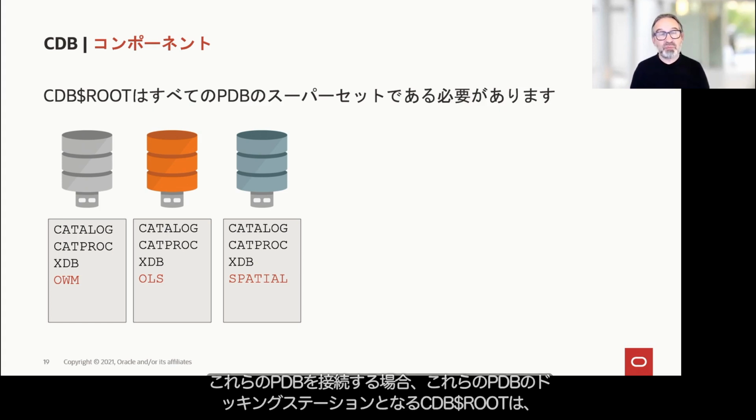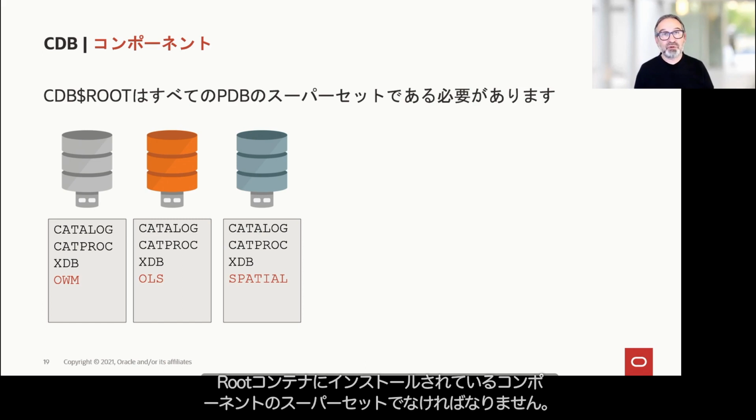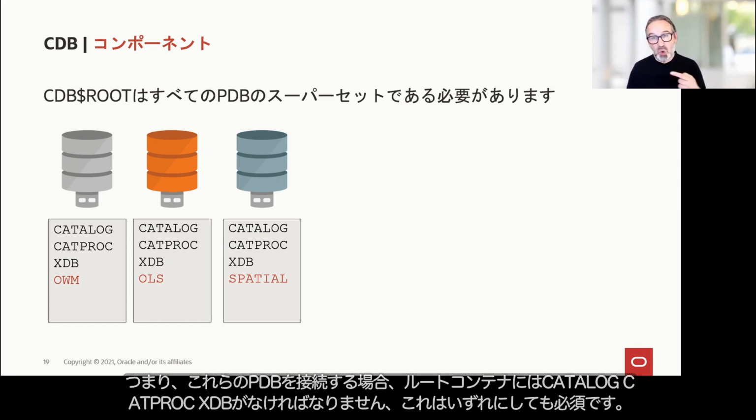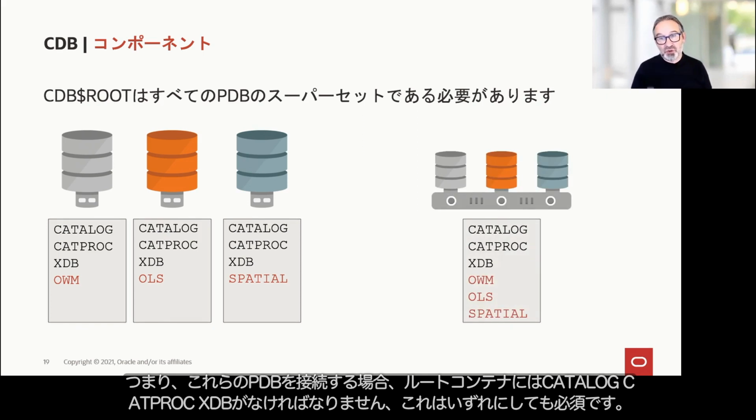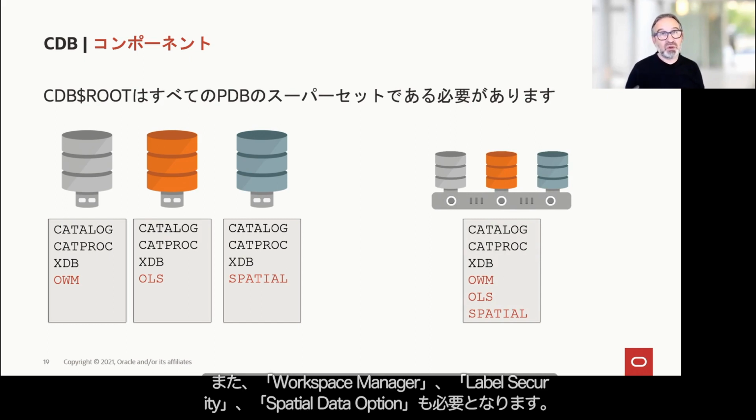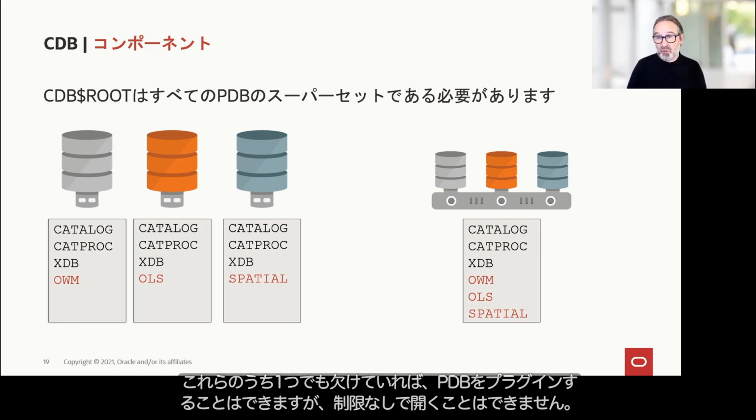Now, if you want to plug them in, the CDB root, like the docking station for all these PDBs, must be a superset in terms of the installed components in the root container. So when we plug them in now, the root container must have catalog, catproc, xdb, that's mandatory anyways, but it must have also workspace manager, label security and spatial data option. If one of these is missing, then you can plug in your PDB, but it will never open unrestricted.